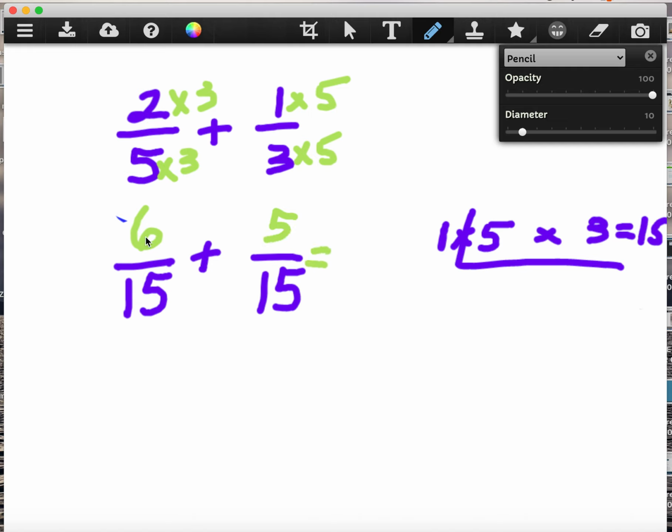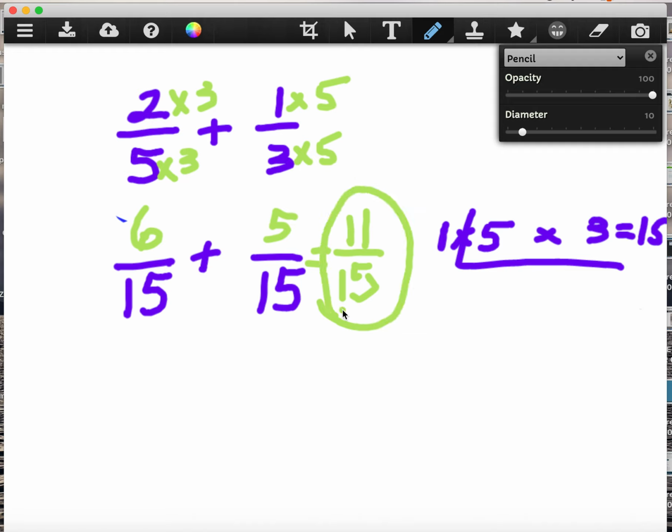Now go ahead and add your numerators, because these don't change, remember. 6 plus 5, 11 over 15. And we ask ourselves, is there any way to simplify that? And if you remember that 11 is prime, only 11 and 1 can divide into 11, and 11 can't go into 15 evenly, then we know this is simplified.